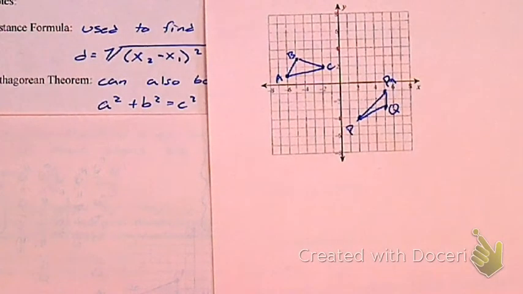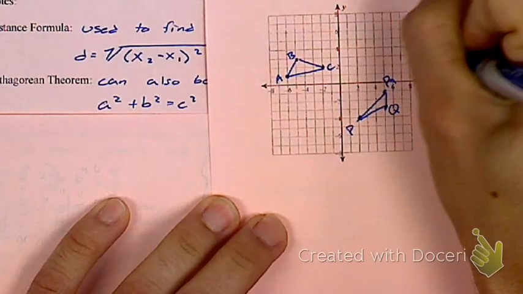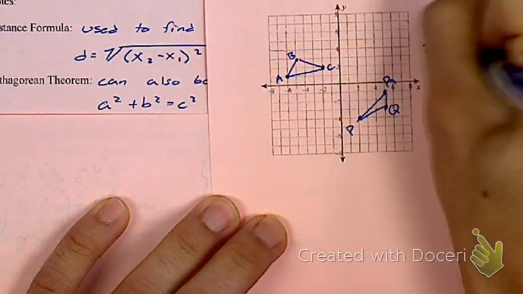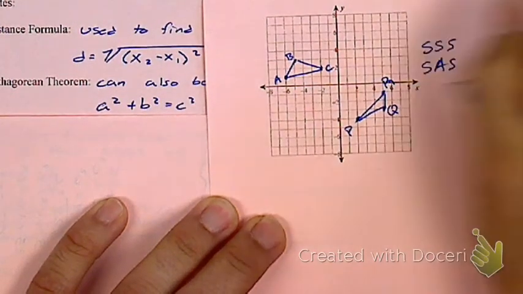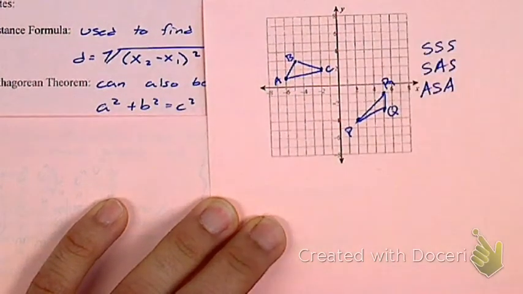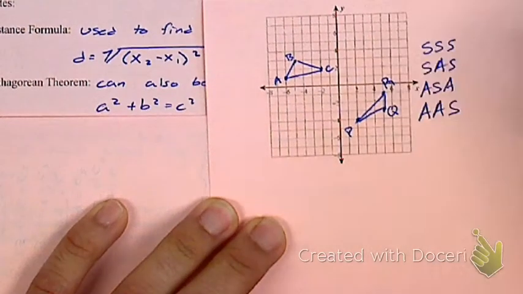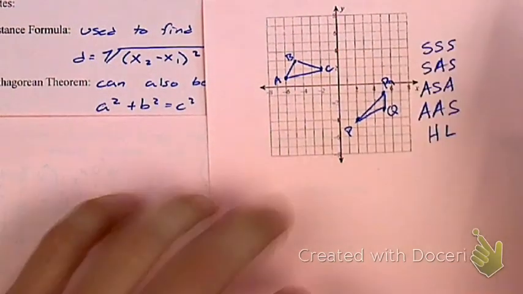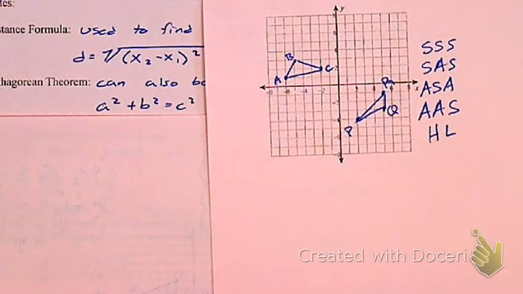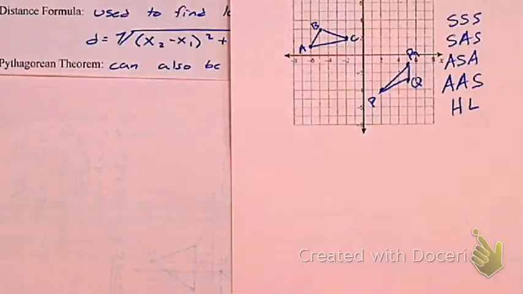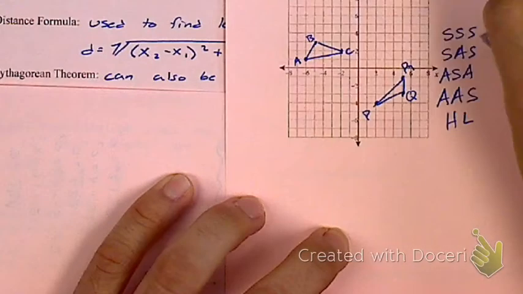Now, what are the methods that we have? Side, side, side. Side, angle, side. Angle, side, angle. And hypotenuse leg. Now, you can do Pythagorean theorem to find that all the sides are the same. Therefore, side, side, side works.